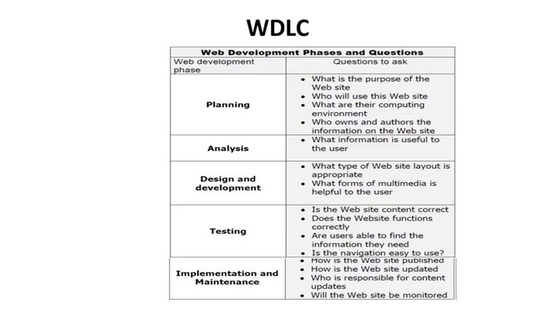Second one, analysis. What information is useful to the user? Once you decide everything in the planning stage, now we need to analyze. So what we have to do is make sure what information we need to provide to the user to make it more meaningful. And third one, design and development. Once you get the answers to all these questions, then we will go for design and development.